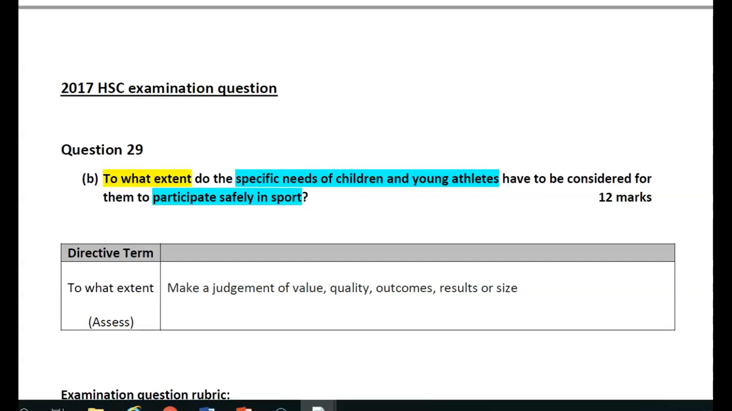And really that links into an assess, and it's about making a judgment of the value, the quality, the outcomes, or the results or size. And it's linking specifically to the needs of children and young athletes and how they can participate safely in sport. And that's the content connection to the syllabus.